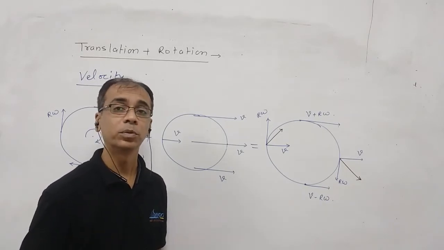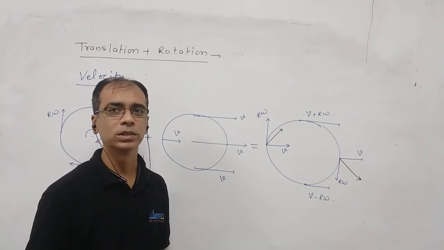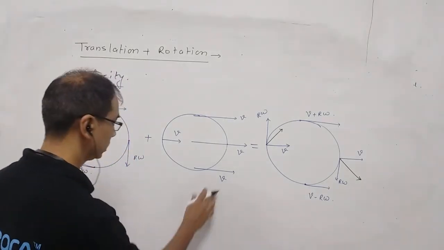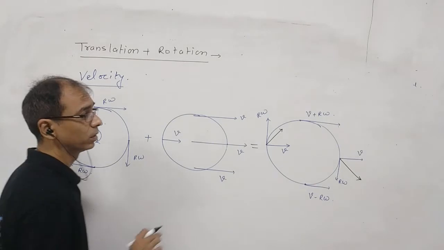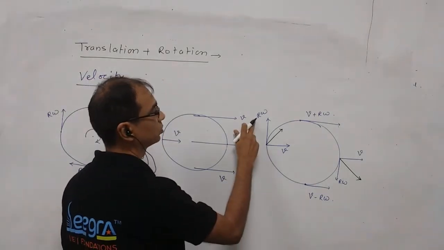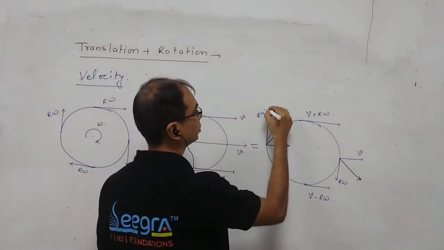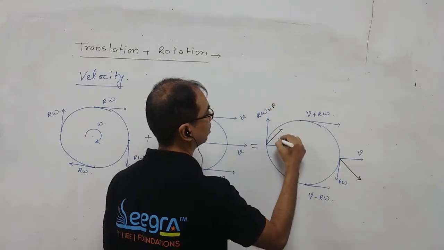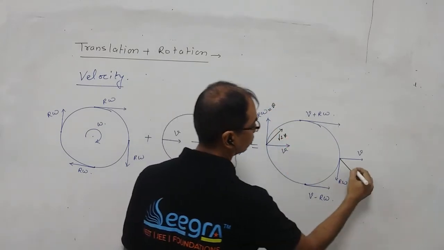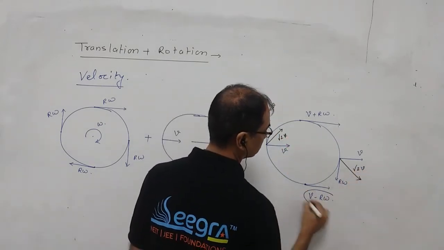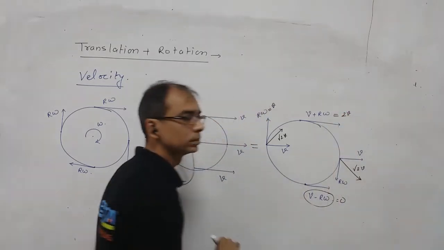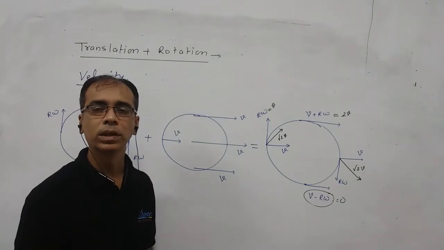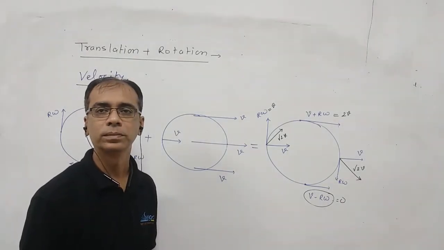Now suppose it's rolling. We are going to see the rolling case. Rolling will be when V is equal to R omega. Then this is V, this is also V, then this will come root 2 V. If suppose this is equal to V, then this will come root 2 V. This will come root 2 V. This will come 0. This will come 2V. Right or not? Perfect.